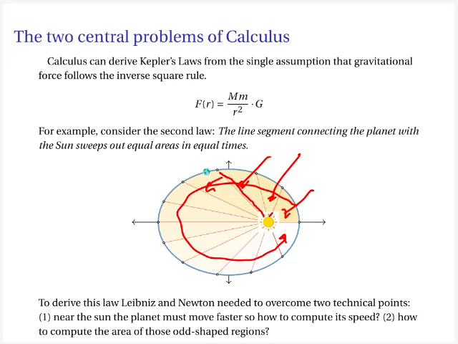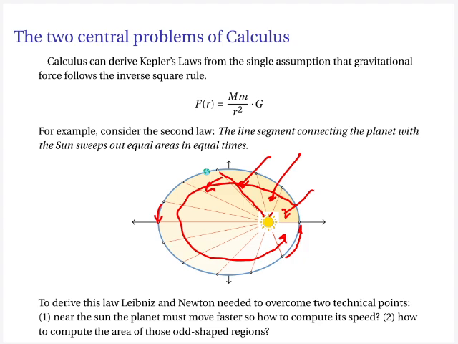Now, to derive this law from the inverse square law, Leibniz and Newton needed to overcome 2 technical points. First point, you can see that far from the sun, the planet moves not all that far in a month, but near to the sun, the planet moves quite the distance in a month. So the planet is moving at different speeds at different times of its orbit. So they have to be able to compute the speed of the planet.